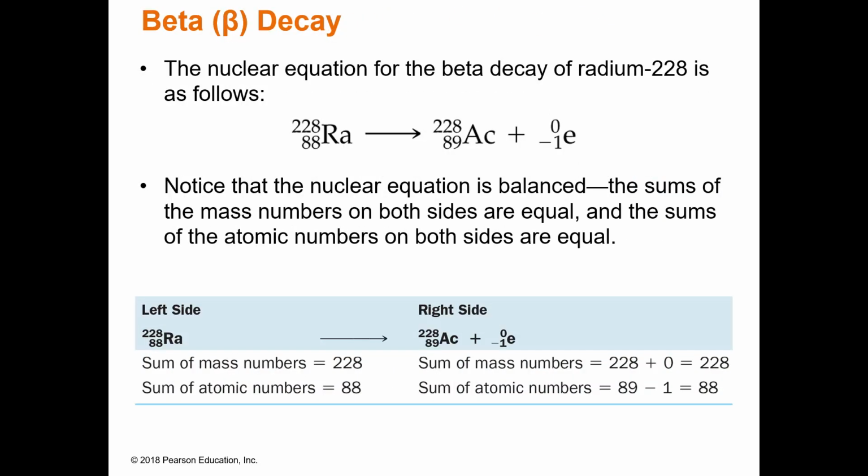Let's do an example. If radium-228 undergoes beta decay, what happens? A neutron in the nucleus turns into a proton and a beta particle electron is emitted. That means the new atom now has one more proton. Its atomic number increases by 1. The mass stays the same. So now radium-228 becomes actinium-228. This equation needs to be balanced, just like we talked about before. The total mass numbers and total atomic numbers on both sides must match. And remember, this is how new elements are formed in radioactive decay chains.